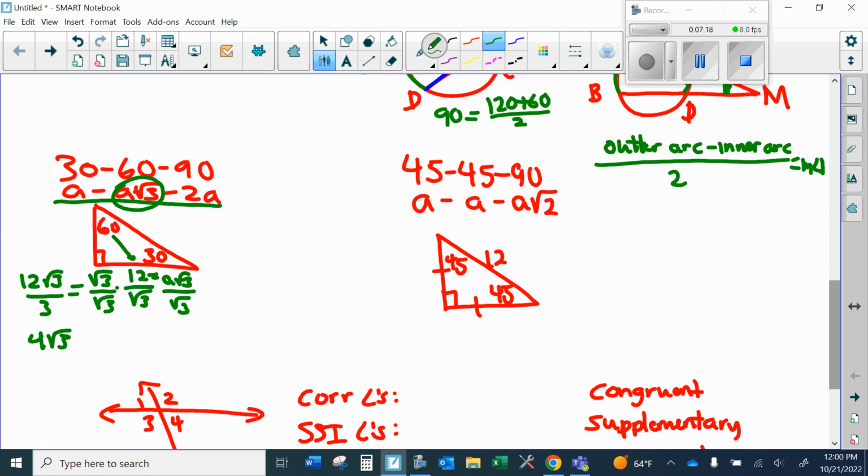That is what A is. Well, what does it tell me A is? A is the 30-degree side. So that makes the 30-degree side right there 4 root 3. How do I get from the 30-degree side to the hypotenuse? I double that. So that makes it 8 root 3. You do not double the radical, you just double the coefficient out front. All right, so that's the hardest one you can have there.